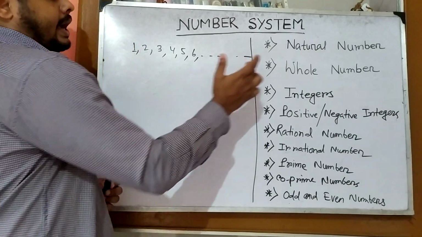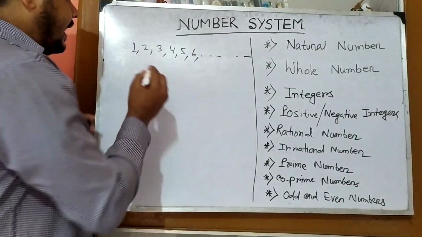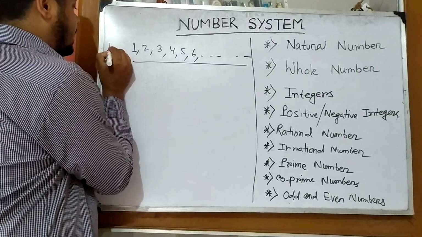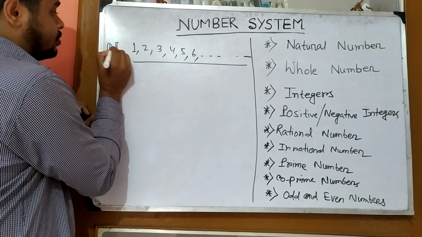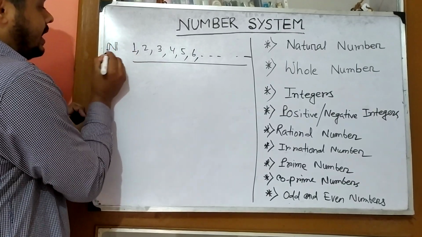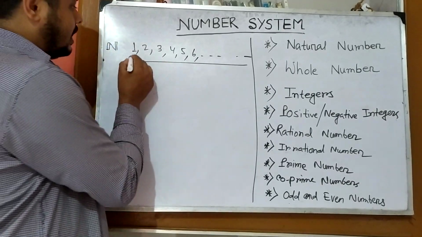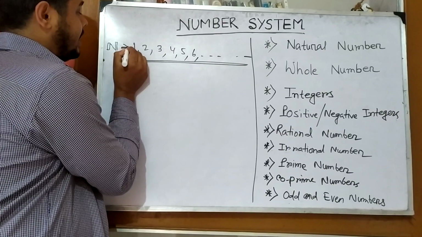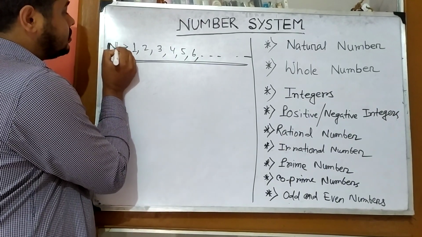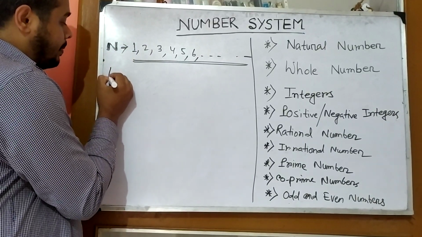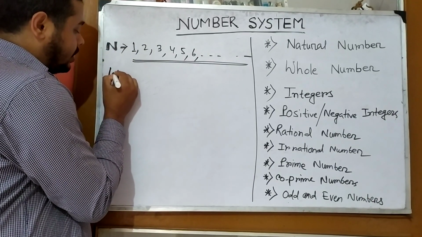Clear? Natural number is denoted by capital N. Capital N denotes the natural numbers. Now whole number is denoted by capital W.